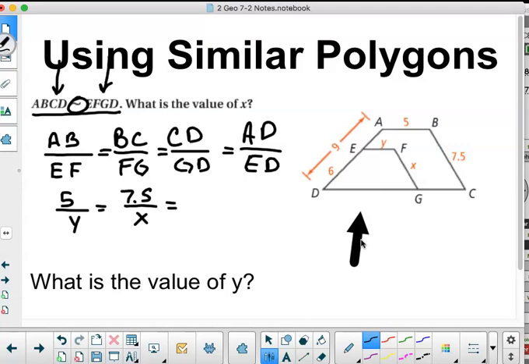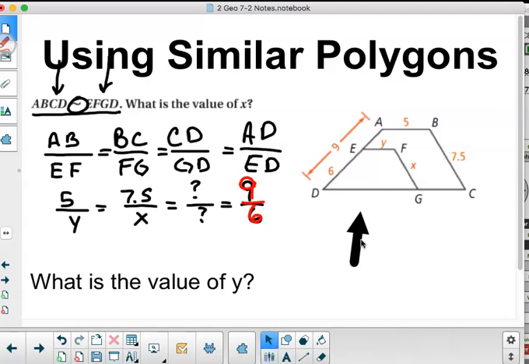CD, I have no idea what that one is. DG, no idea what that one is. AD, that's value is 9. And DE value is 6. Whoa, this is pretty darn cool. I'm going to use this relationship. And either one of these two, I can use the 7.5 over X, or I could use the 5 over Y. All I have to do is use one of these variable related relationships, 5 over Y or 7.5 over X, with the red 9 over 6.